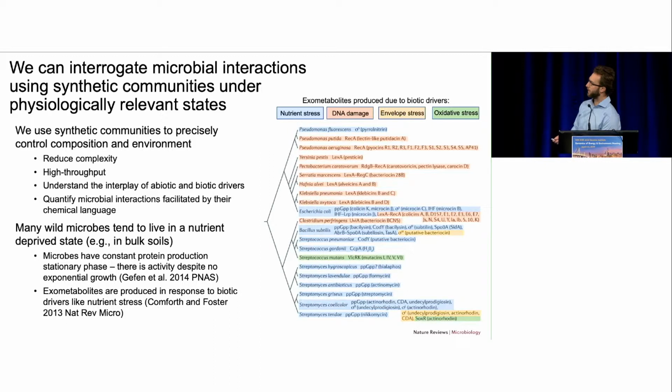Here I'm showing a cladogram of different microbial species, and each microbial species is color coordinated to the biotic driver that leads to the production of a particular exometabolite. So putting this all together, we can use synthetic communities to study microbial interactions under physiologically relevant states.